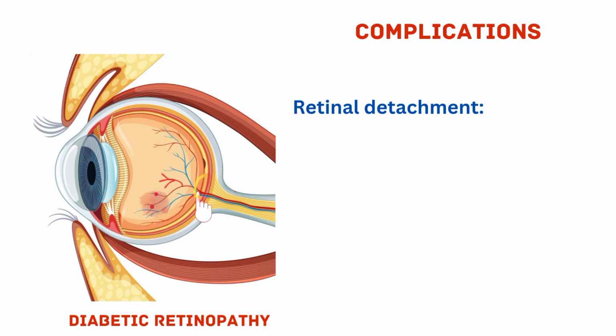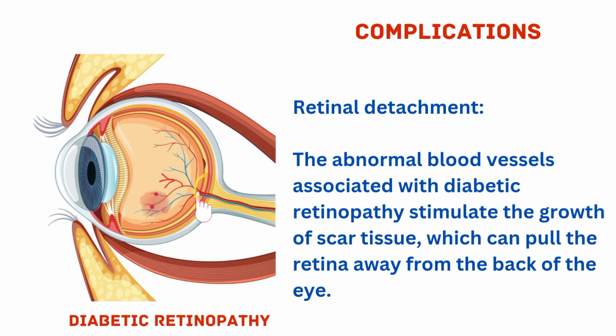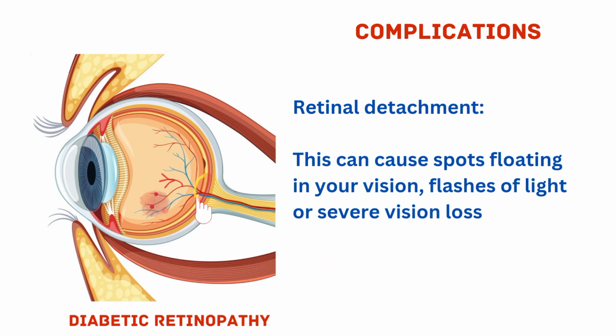The next complication is retinal detachment. The abnormal blood vessels associated with diabetic retinopathy stimulate the growth of scar tissue, which can pull the retina away from the back of the eye. This can cause spots floating in your vision, flashes of light, or severe vision loss.